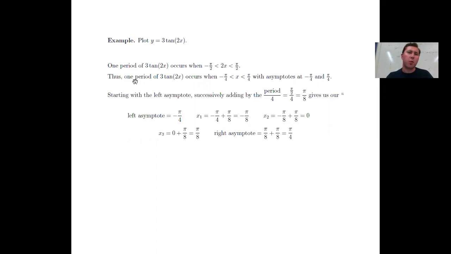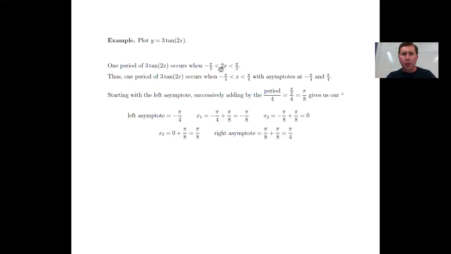So you can see that one period of the tangent function that we have here, 3 tangent of 2x, will occur when the values of 2x range from negative pi over 2 to pi over 2. And that just requires thinking back to the normal tangent function and what it looks like. It has asymptotes at negative pi over 2 and positive pi over 2. So as the values of 2x range between that, you will go through one period.